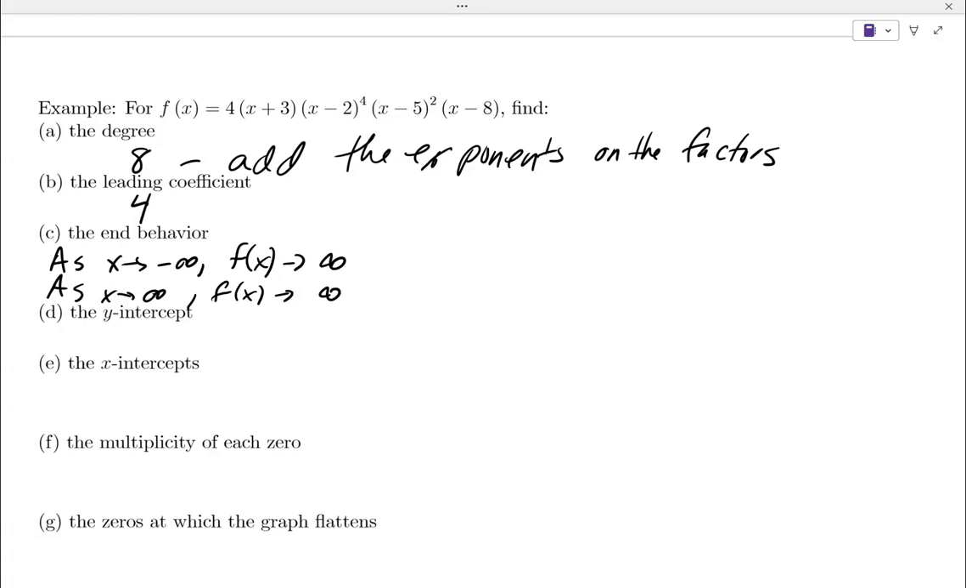Okay. Y-intercept, how do we find that again? Yeah, put the 0 in for the x, right? Do f of 0. So when we put 0 in, basically it just makes the x disappear, right? So you get a 3 times a negative 2 to the 4th times a negative 5 squared times a negative 8. If you're typing these into your calculator, make sure you have the parentheses around the negative 2 before you do a 4th power.